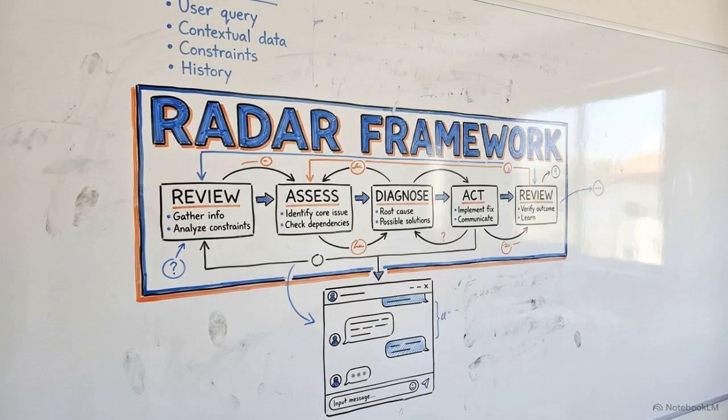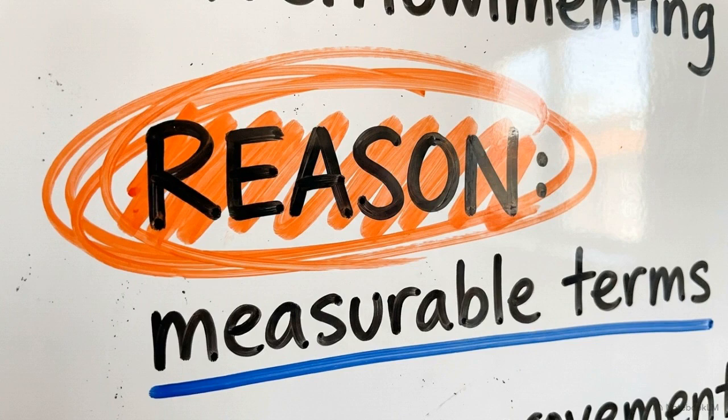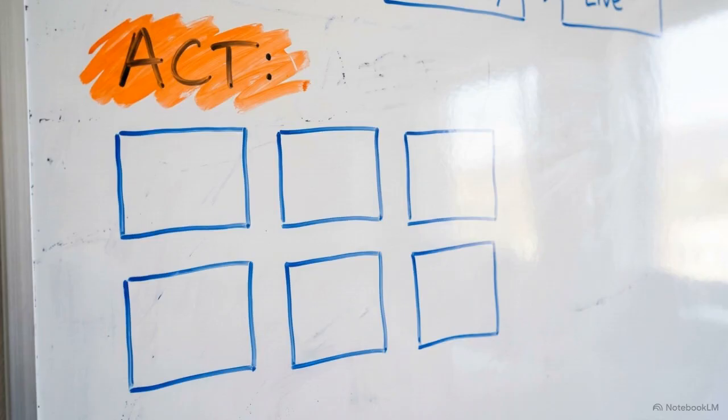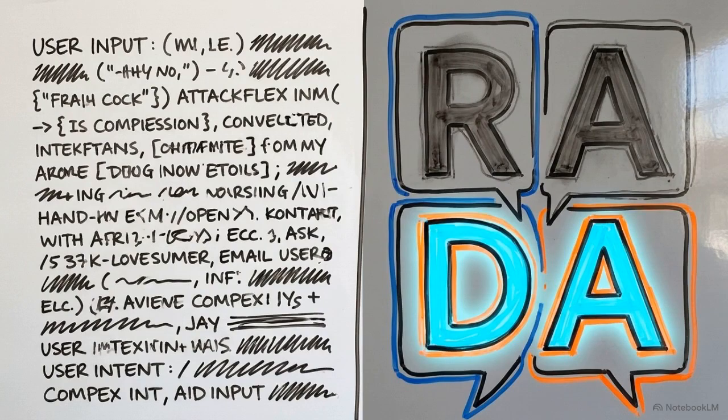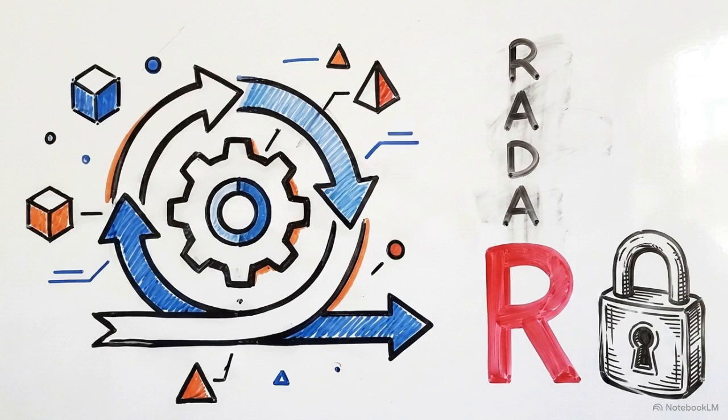Step 2. Immediately following your problem data, paste the master Radar prompt. This framework forces the AI through 5 strict phases. First is reason. This commands the AI to establish clear, measurable terms for what a solved state actually looks like before it does anything else. Second is act. This step forces the model to stop guessing and sort your messy data into predefined analytical buckets. Then we have detect, assess, and repeat. These final steps instruct the AI to identify the smallest possible fix, evaluate if that fix is ready to deploy, and set hard safety limits on how many times it tries to solve the problem.